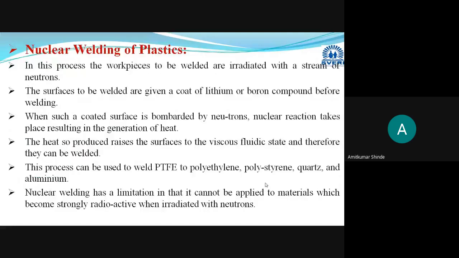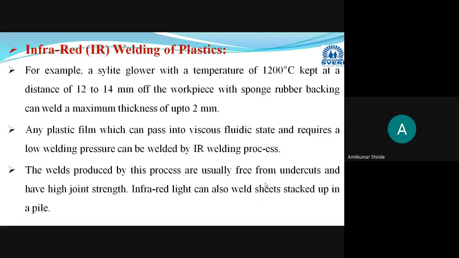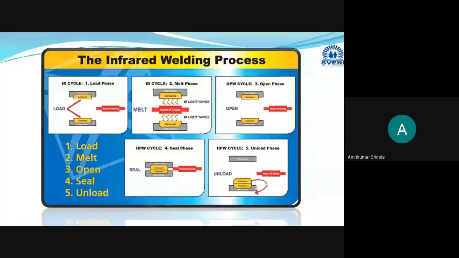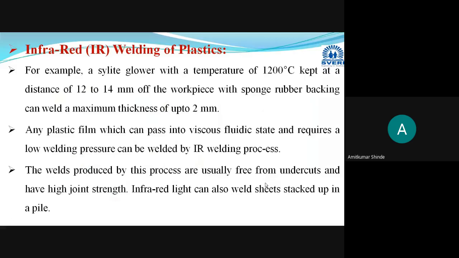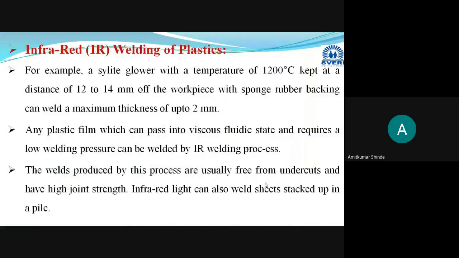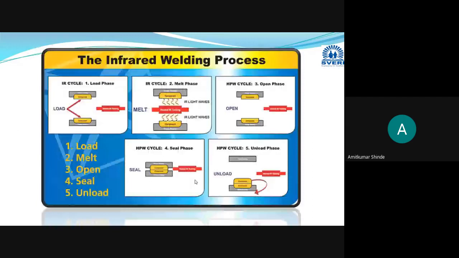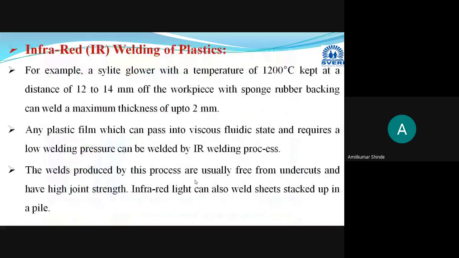Then after that we discussed infrared welding of the plastics, and the stages in the infrared welding process. Its heating source is infrared. To obtain the infrared light waves, you can use a slide glower, a quartz rod lamp, or a chrome steel resistance element. By following these stages, the joint is obtained in different plastic materials.